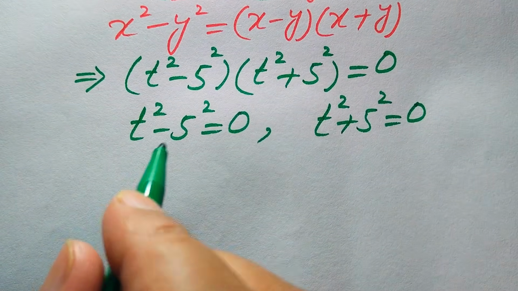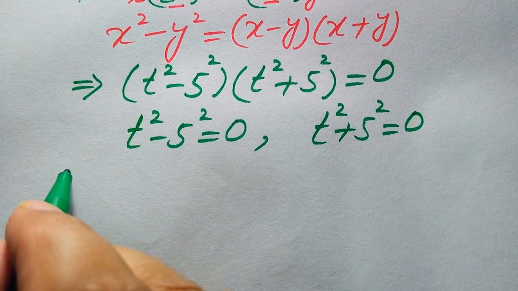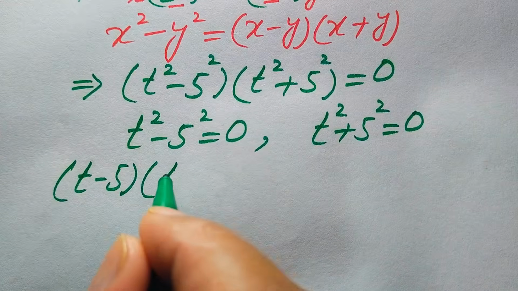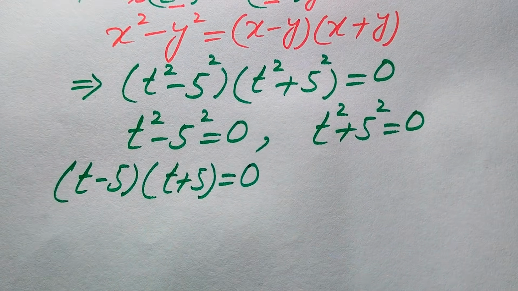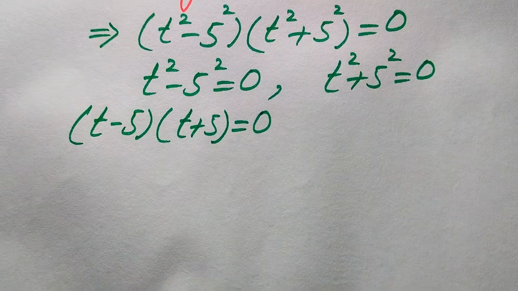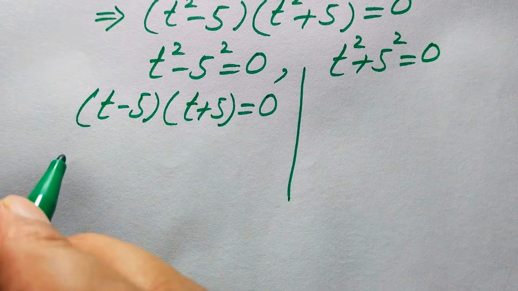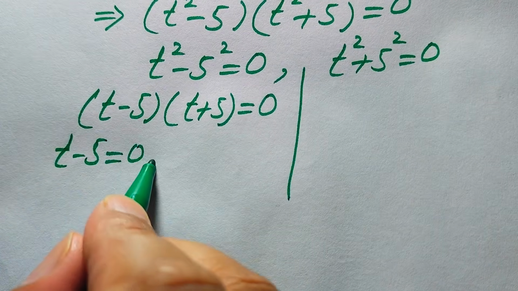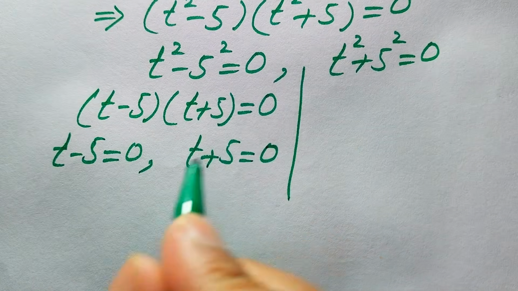So here we again use the above formula, and according to this formula we write these terms as t minus 5 times t plus 5, and this whole equation is equal to 0. So first we solve this case, and here we divide this equation into two cases. The first case is we write t minus 5 is equal to 0, and the second case is we write t plus 5 is equal to 0.